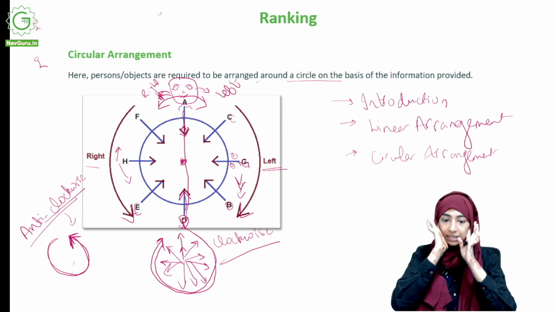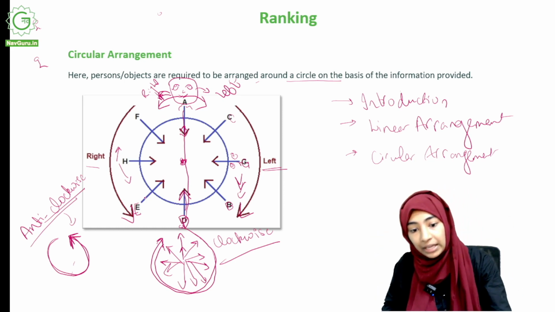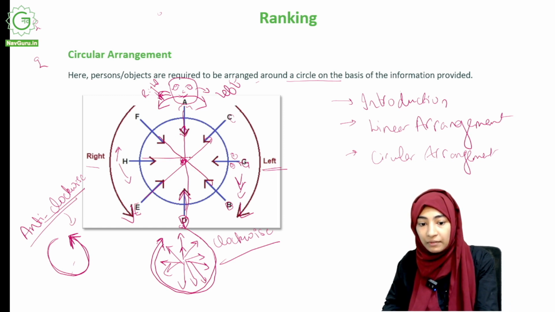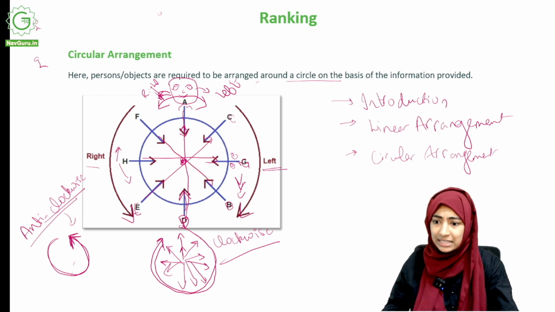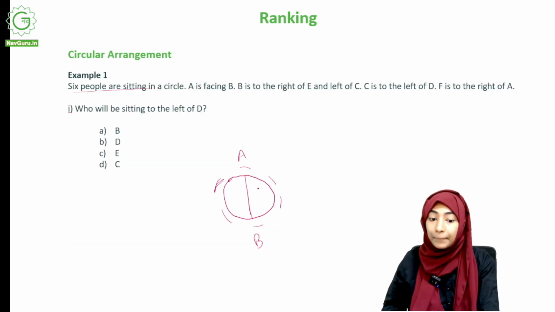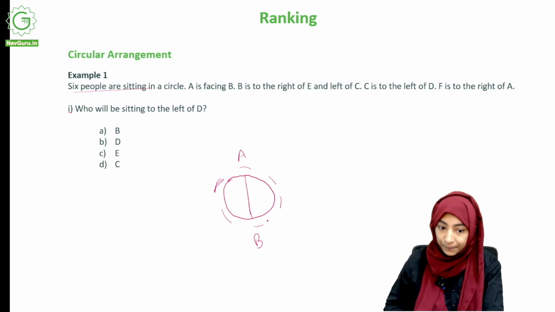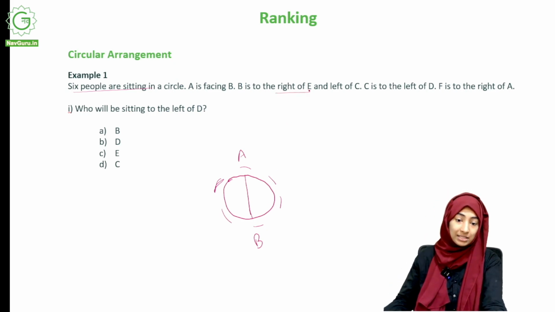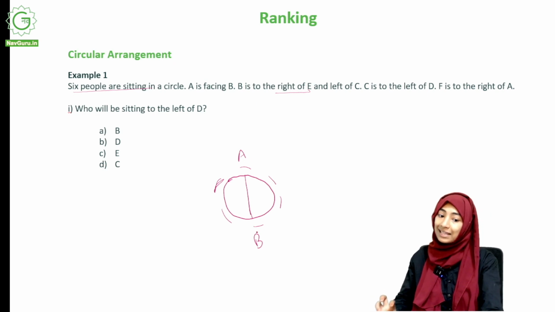So if you sit straight, A will be facing D, E will be facing C, F will be facing B, and H will be facing G, right? That's how it works. So here you know that A is facing B. B is to the right of E. Now is where we need to know our concept of what is right and what is left. So what is the right? B is to the right of E.